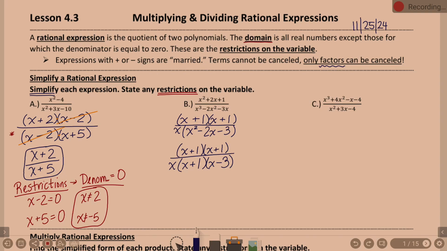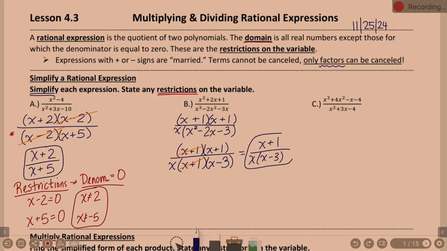You see anything here? Can you cancel? Is it just 1 or can you cancel? How many x plus 1s are on bottom? Just 1. So how many can I cancel on top? 1. 1 x plus 1 on bottom means I can cancel 1 x plus 1 on top. It's a 1-to-1 ratio here. Okay? So what remains for my answer then? On top there is still an x plus 1. In my denominator there's x minus 3 and x. Don't forget the x. So x times x minus 3.